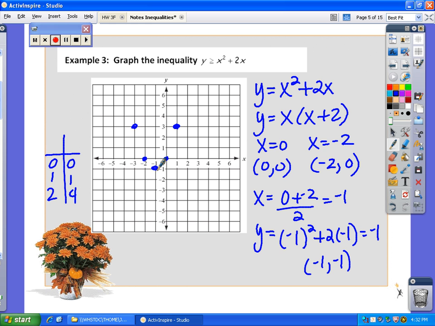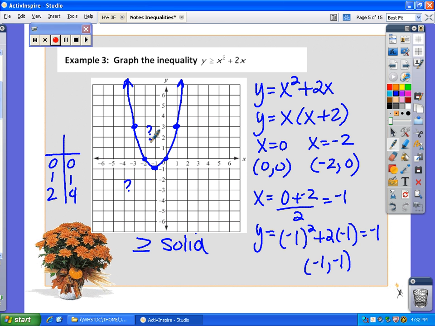3, 9 won't fit. Since this is greater than or equal to, I'm going to have a solid line here. Take the graph all the way out. Now we need to decide, am I going to shade inside or outside? Here again, I can't use 0, 0, that's one of my points. Since y is greater than 0 and greater than is up, I'm predicting that I'm going to shade this region.